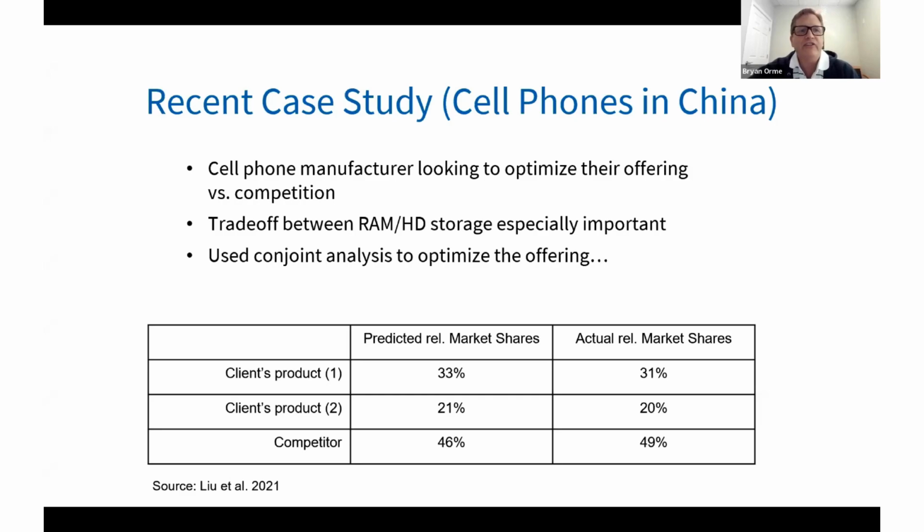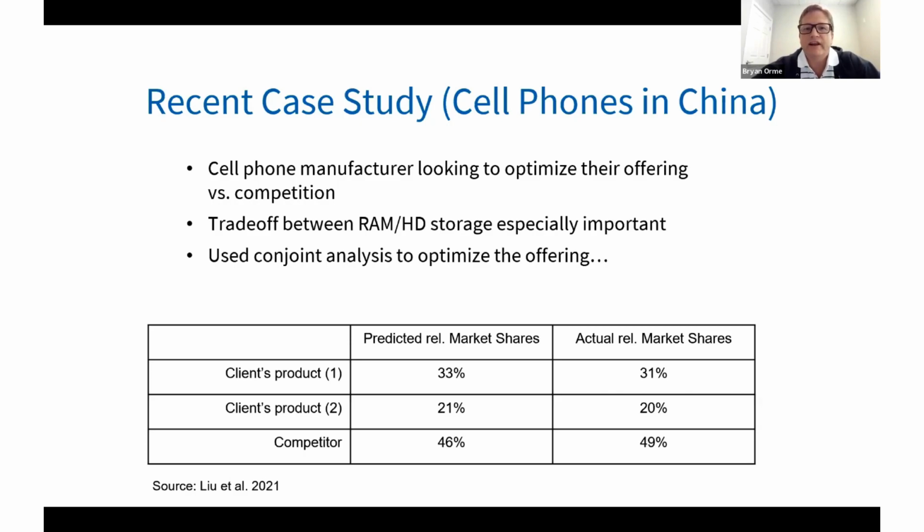Now, the last example I want to talk to you about was a cell phone study in China. Fisher Liu at Diagate in China had a client, a Chinese manufacturer of cell phones, and they talked about this at the most recent Sawtooth Software Conference. Their client was a cell phone manufacturer looking to optimize their next offering versus the competition. The client was particularly interested in the trade-off between RAM and hard drive storage on these cell phones for this next line of cell phones in China that they were getting ready to release.